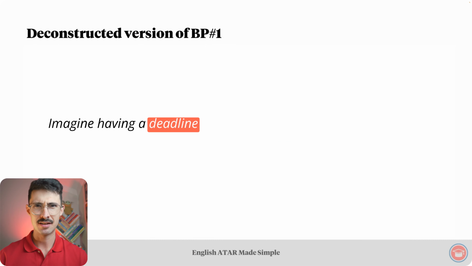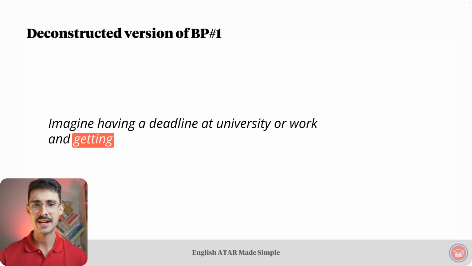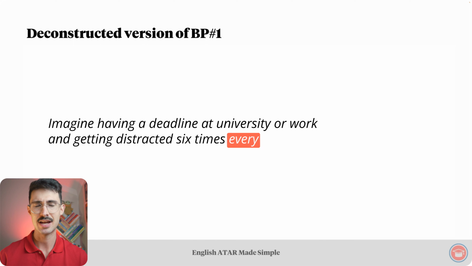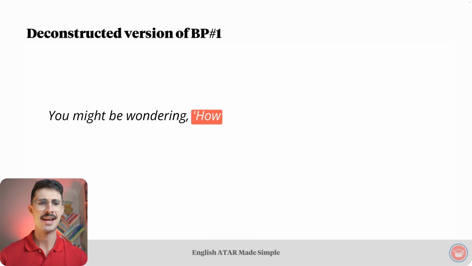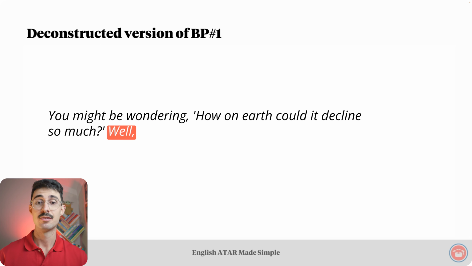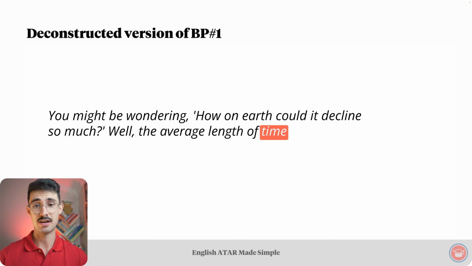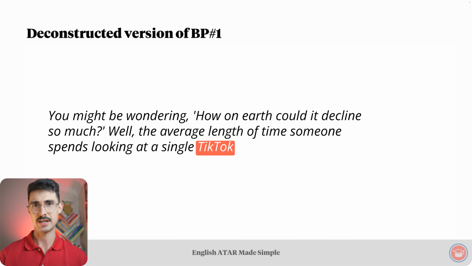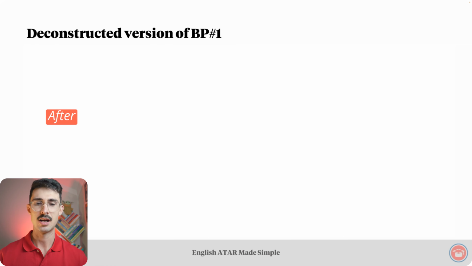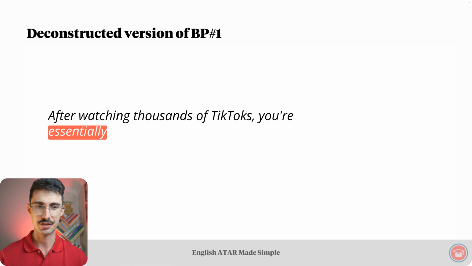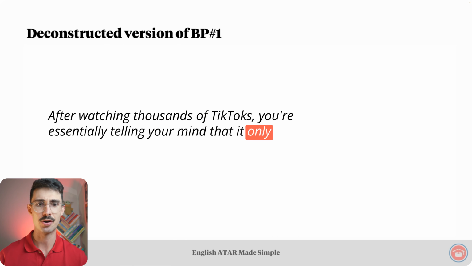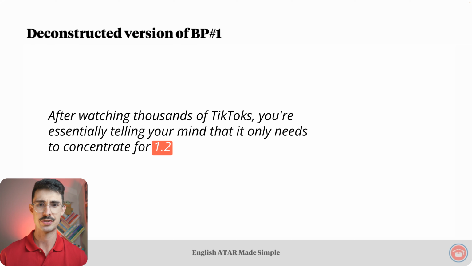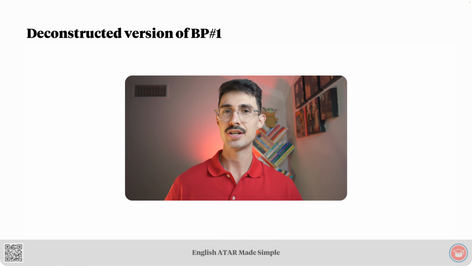Imagine having a deadline at university or work and getting distracted 6 times every minute. You might be wondering, how on earth could it decline so much? Well, the average length of time someone spends looking at a single TikTok is 1.2 seconds. After watching thousands of TikToks, you're essentially telling your mind that it only needs to concentrate for 1.2 seconds on a given thing.